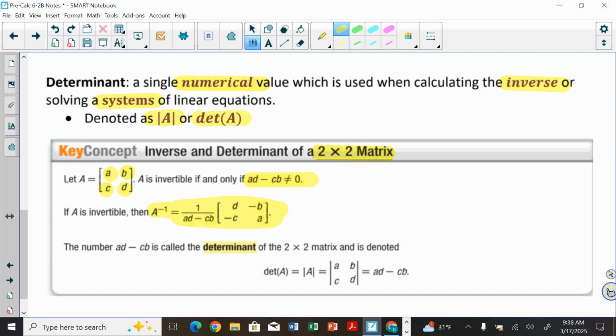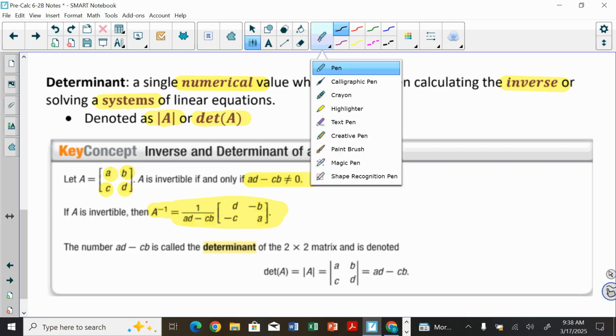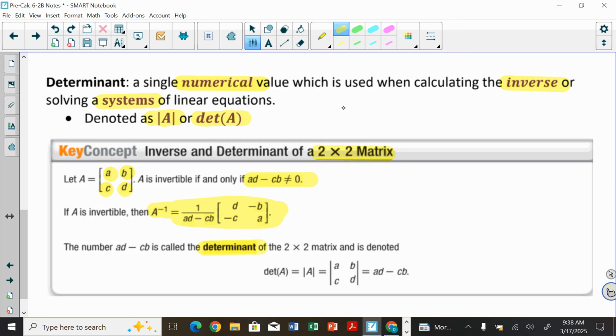Now, all you're really doing here, it looks like, oh, how am I going to remember that? But all I'm doing is flip-flopping these two positions, A and D, and making B and C negatives. B and C stay in the same position, they just change signs. A and D stay the same signs, they just swap positions. That's all you're doing. So when we get that number, AD minus BC, we call that the determinant of the 2 by 2 matrix, and it's denoted like this, okay?